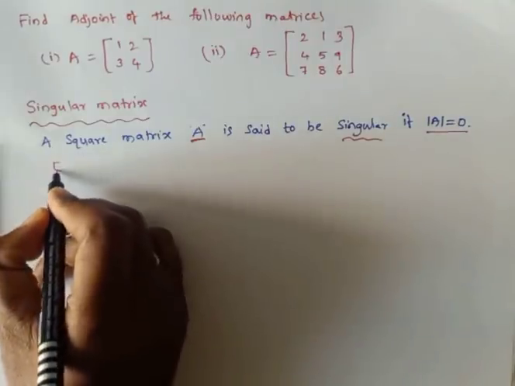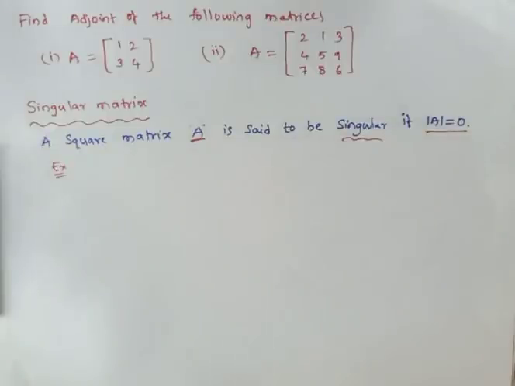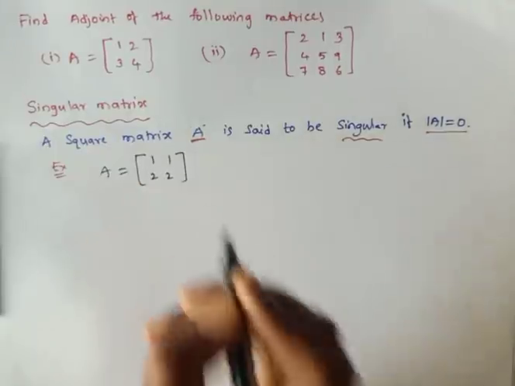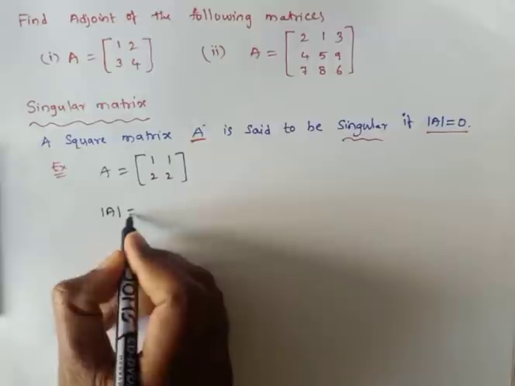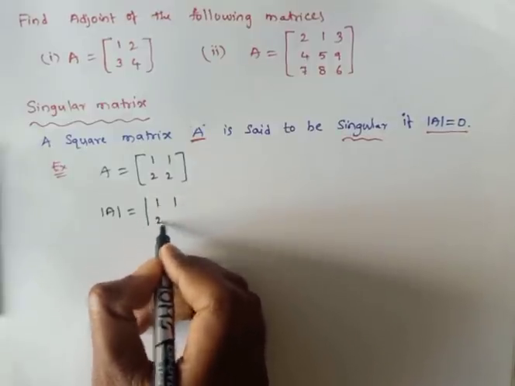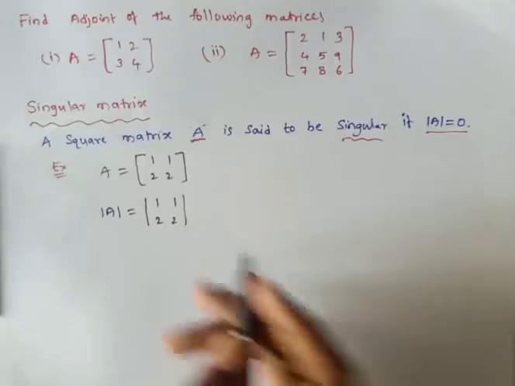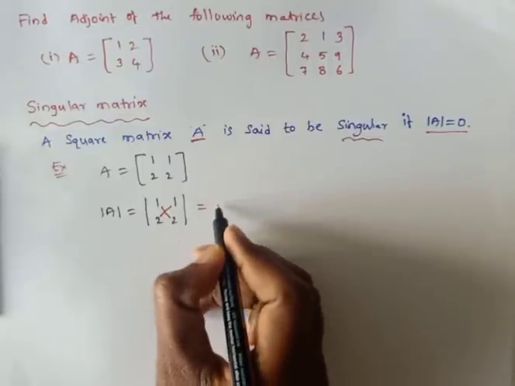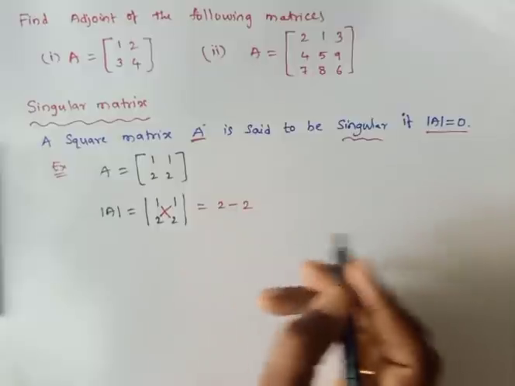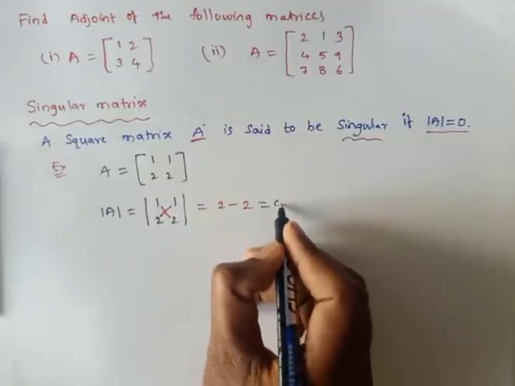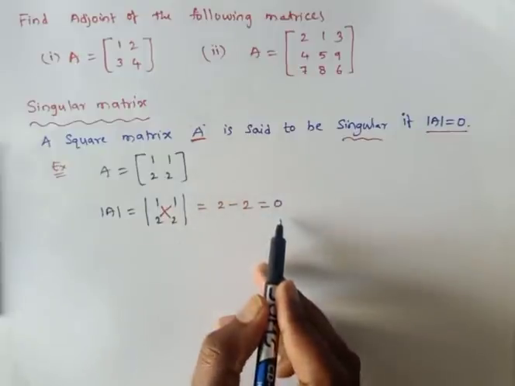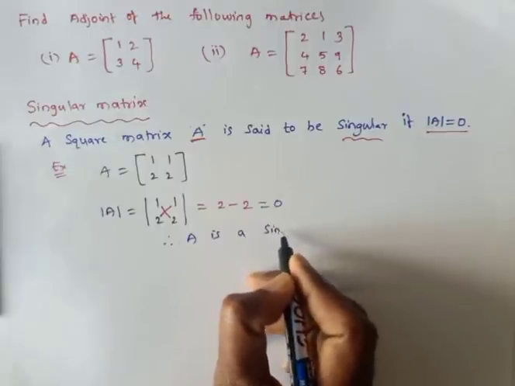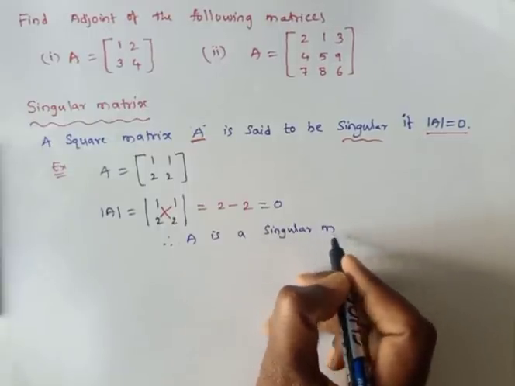For example, A equals 1, 1, 2, 2. You know how to evaluate the determinant of this matrix. The 2 by 2 determinant is A into D minus B into C, which is 1 into 2 minus 2 into 1. Therefore, this is 2 minus 2, which is 0. So the determinant of this given matrix is 0, so we say that A is a singular matrix.